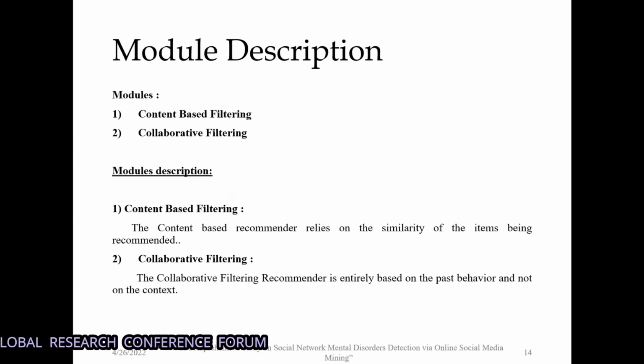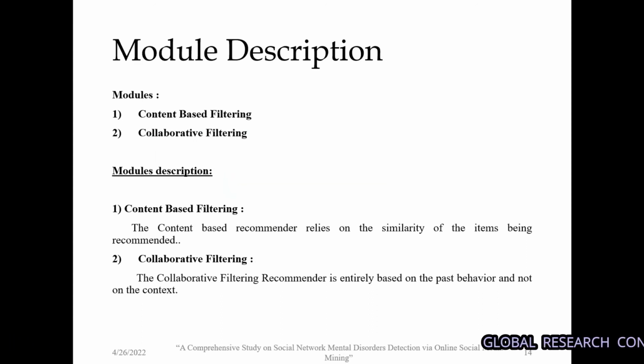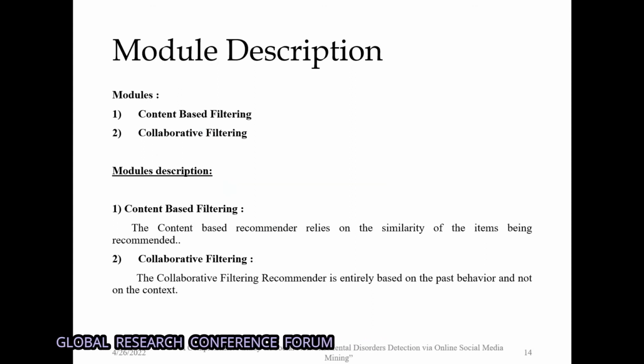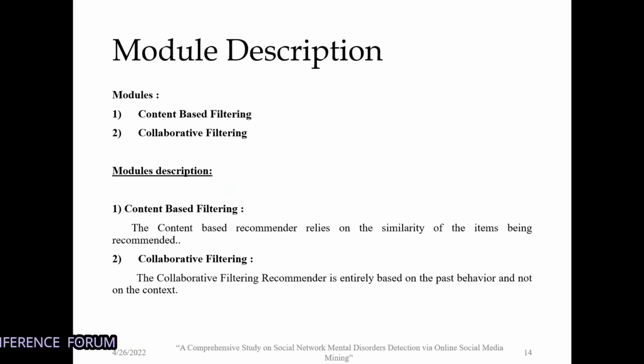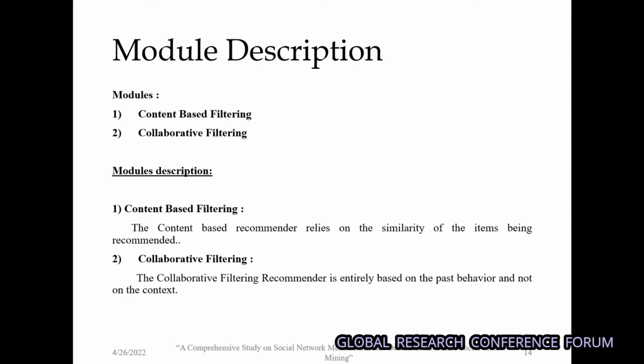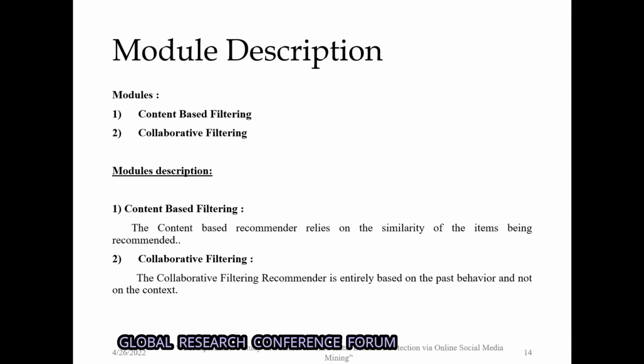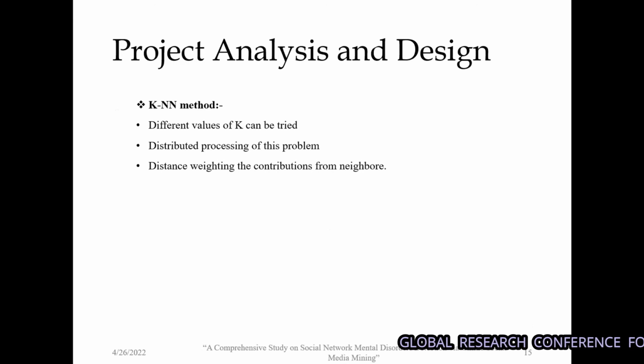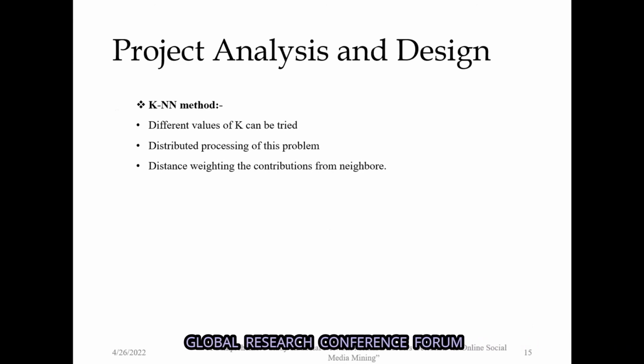Module description. There are two modules, content-based filtering and collaborative filtering. Content-based filtering: the content-based recommender relies on the similarity of the items being recommended. Collaborative filtering: the collaborative filtering recommender is entirely based on past behavior and not on the context. Project analysis and design: we used the KNN method. Different values of K can be tried.